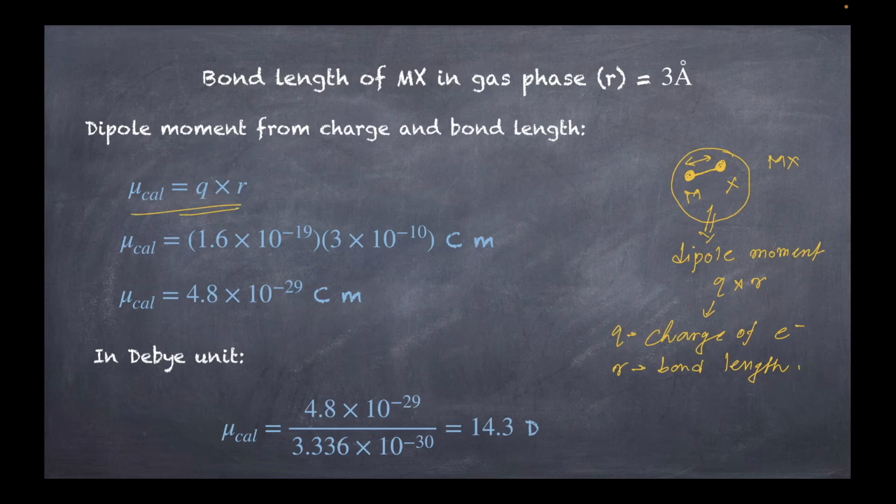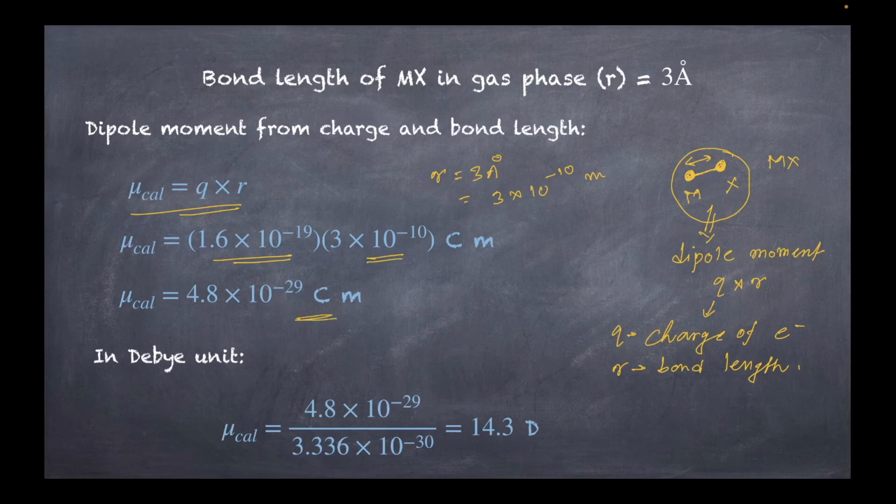The charge of an electron is 1.6 times 10 to the power minus 19 coulomb, and the displacement is 3 angstrom, which is the given bond length. If you convert angstrom to meter, that means 3 times 10 to the power minus 10 meter. So if you put in this value, the calculated dipole moment will be 4.8 times 10 to the power minus 29 coulomb meter.